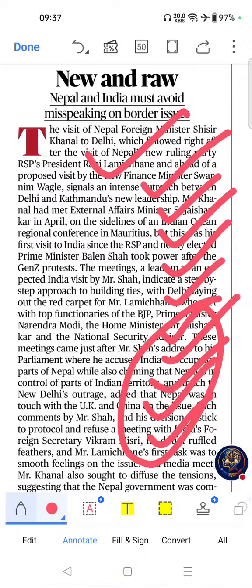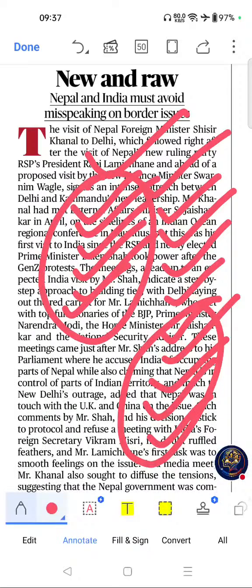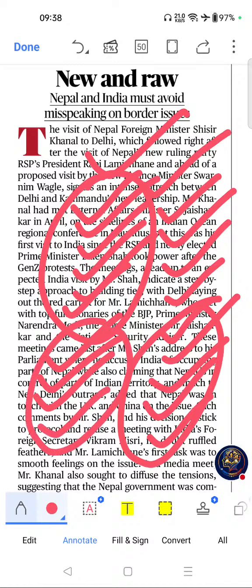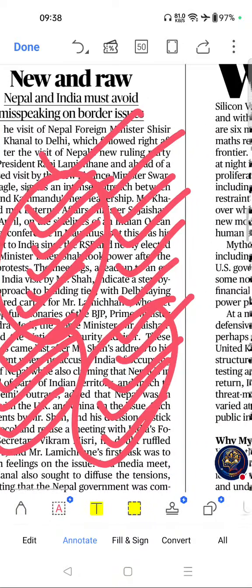Move on to key themes. Neighborhood first policy, Lipulekh dispute, Limpiyadhura issue, Kalapani dispute, India-Nepal border management, and China in South Asia. These are the key themes related to this topic. And possible question areas are Kalapani, Lipulekh Pass, India-Nepal Treaty of Peace and Friendship 1950 and Open Border System. These are the possible question areas from this topic. Move on to next important article from this page.